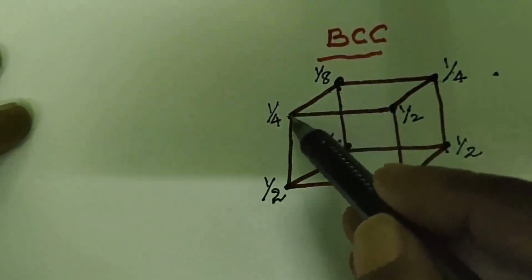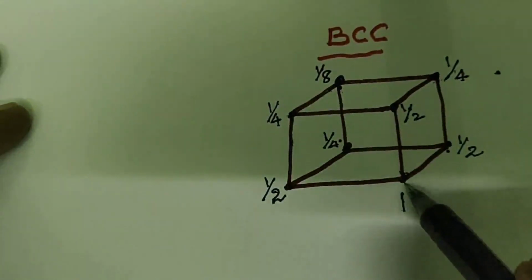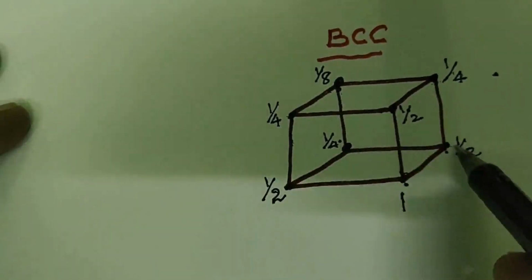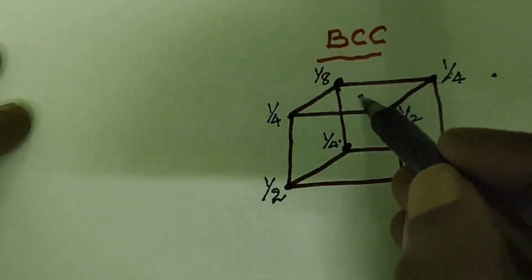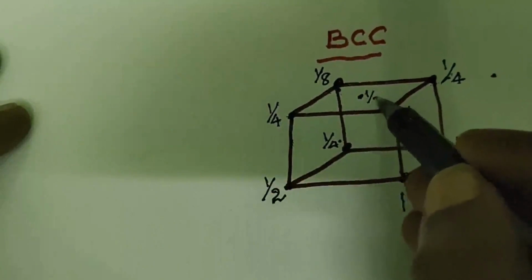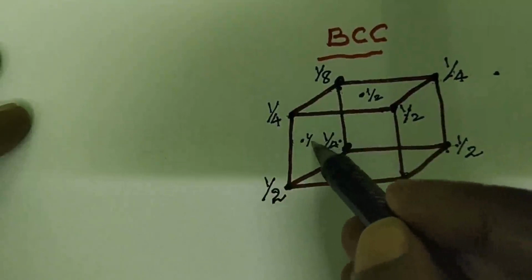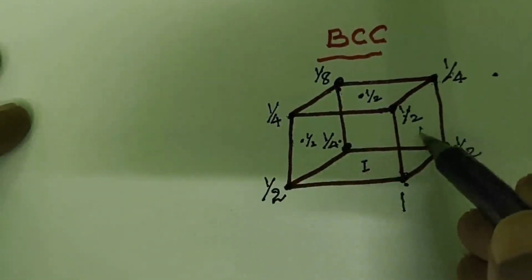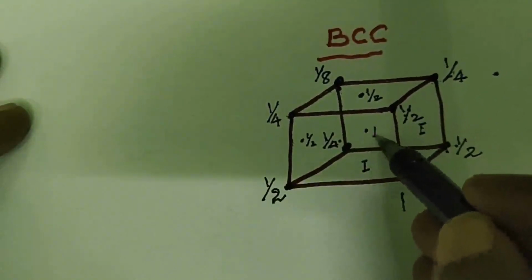In this direction 1 by 8, this corner 1 by 4, this corner 1 by 2, this 1. Then in this way, 1 by 8, 1 by 4, 1 by 2. Here 1 by 4, 1 by 2. Then this face is shared by half, 1 by 2. This also 1 by 2. Here not shared, 1, and here also the value is 1. The center is not shared, whose value is 1.